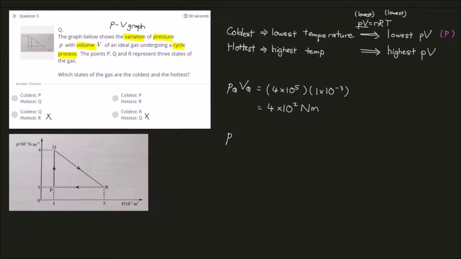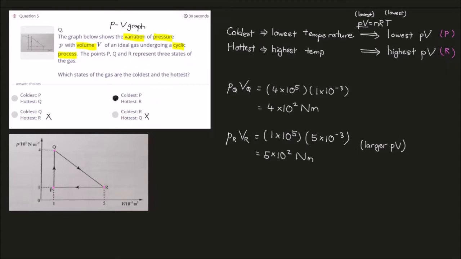Then for R, PRVR, you can calculate it. The pressure is 1 times 10 to the power of 5, V is 5 times 10 to the power of negative 3. If you multiply these two things together, you get 5 times 10 to the power of 2 Newton meter. So you can see that this will have a larger, higher PV. In that case, we can select R to be the state which is hottest. With that said, we pick our answer to be this one.